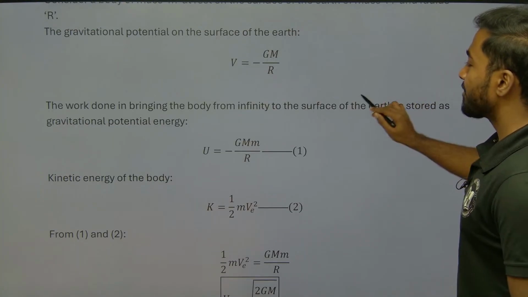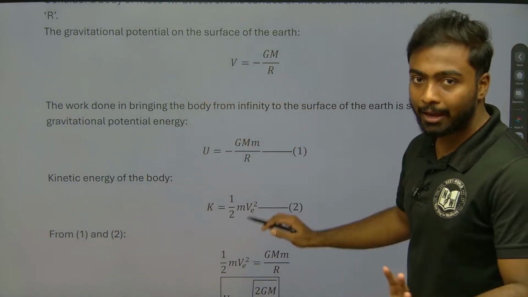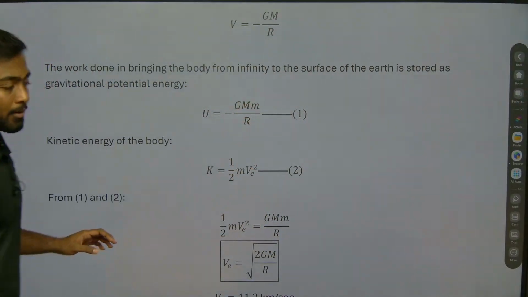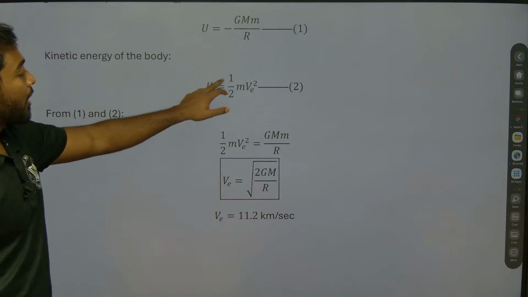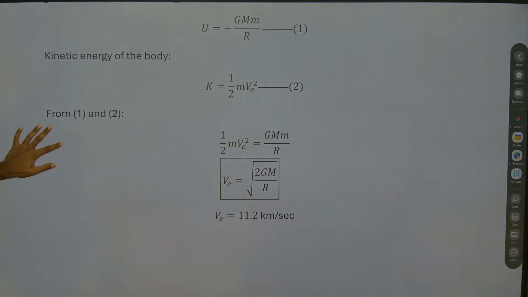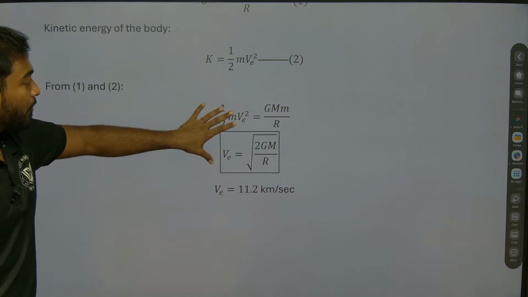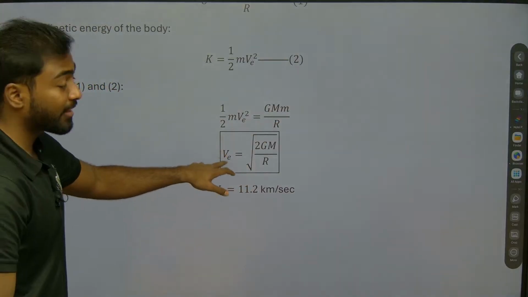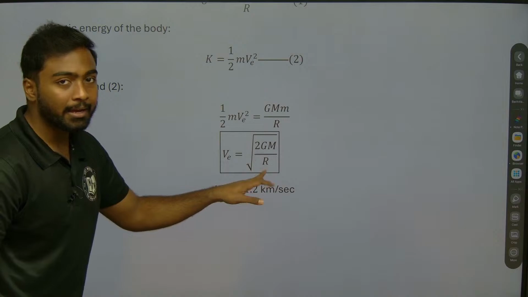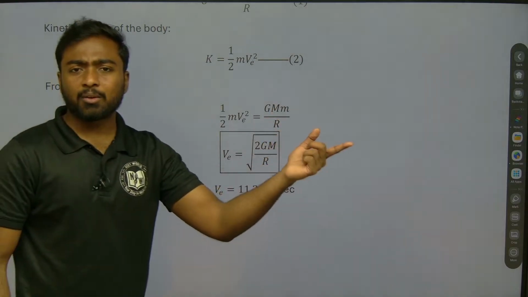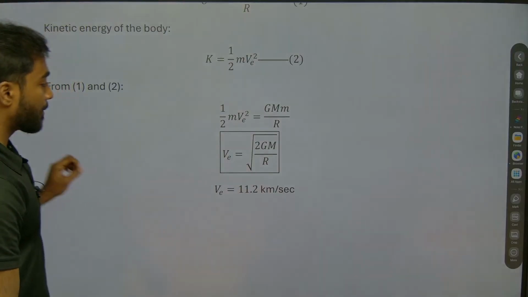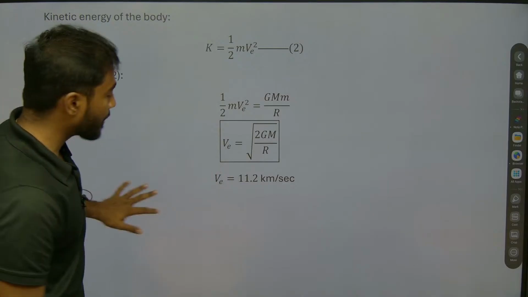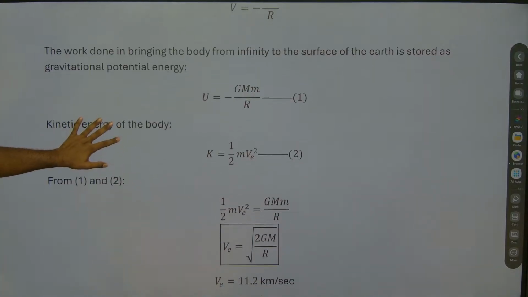We know that gravitational potential is V equals minus GM by r, and potential energy is U equals minus GMm by r. And what about the kinetic energy? It is half mv square. If we equate these equations, m and m will get cancelled, so escape velocity will be equal to root over 2GM by r. For orbital velocity, the value is approximately 8 km per second, and for escape velocity it is approximately 11.2 km per second. Okay, this is about escape velocity.